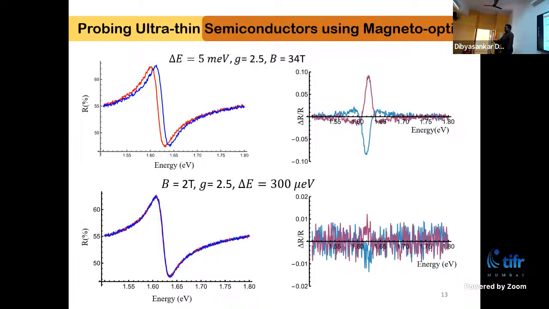You have a 2 Tesla magnet. You want to measure the difference between these two, basically this defect. How will you measure? The energy difference is so small. So there comes the technique, which is a well-known technique, obviously.